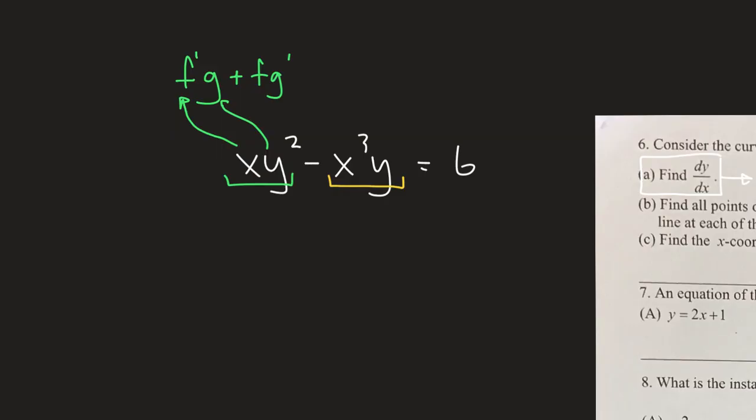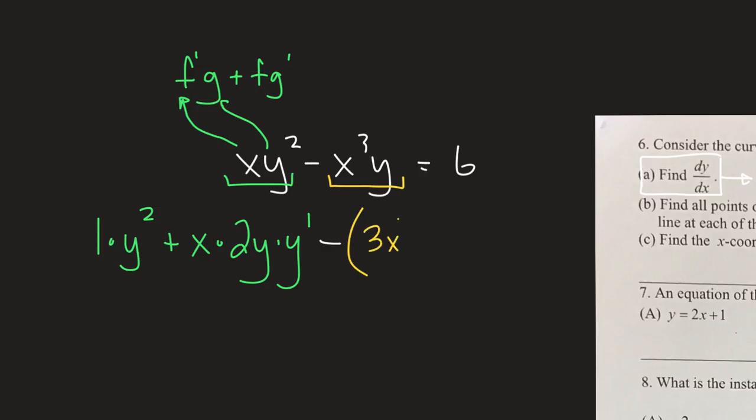So anytime we see x, y together, you need to think product rule. So the derivative of x is 1 times y squared. Plus, then I have x times the derivative of y squared, which is 2y, times y prime, or dy dx, if you're so inclined to write it as dy dx. Minus all of this stuff. We're going to do the same thing. The derivative of x cubed is 3x squared times y, plus x cubed times the derivative of y, which is y prime. And that equals the derivative of 6, which is 0.